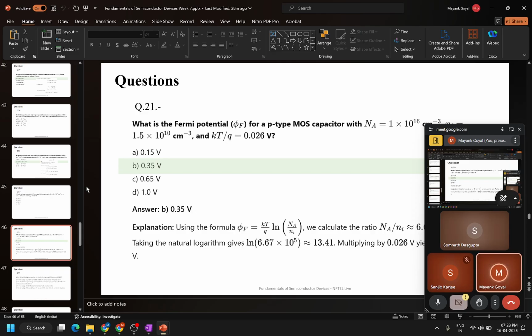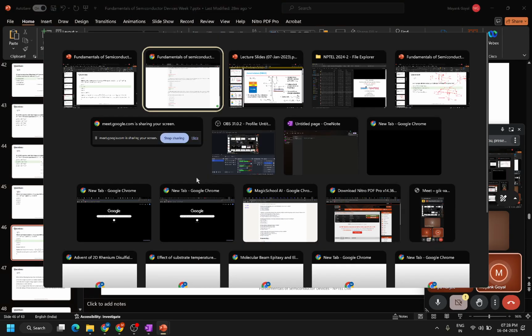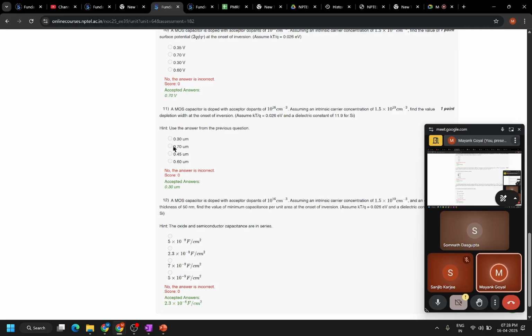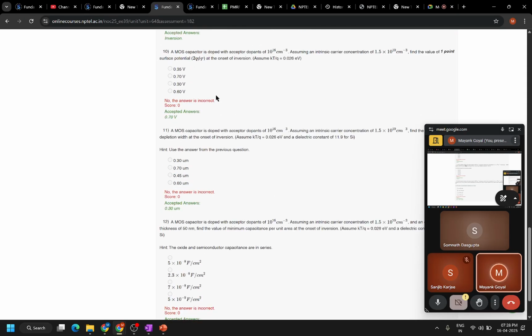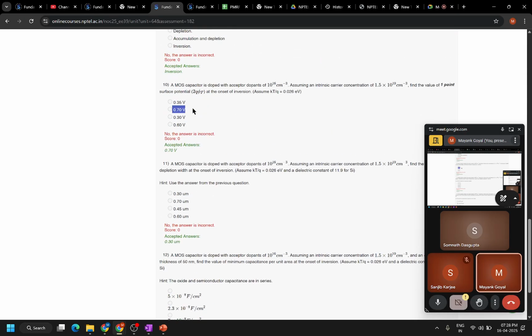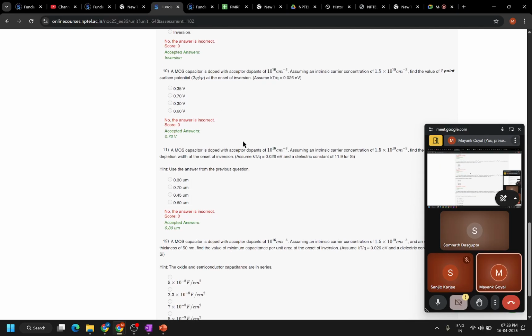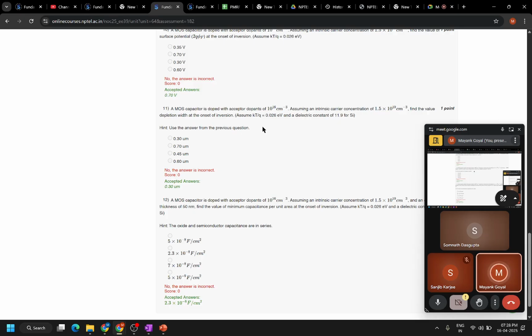I will talk about MOSFET in detail. I was just going to complete this. So this is the answer for question 10, that it is 0.7 volts, and then the same value you have to use in question number 11.